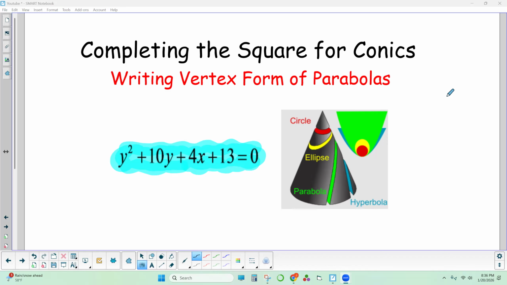Bakari, and today we're going to complete the square for conics. Specifically, we're going to complete the square to write vertex form of a parabola.